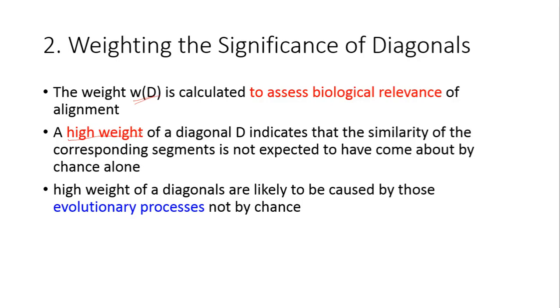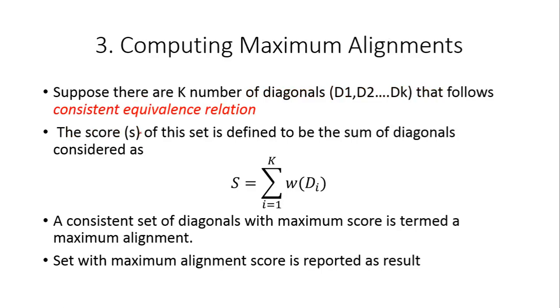The highly weighted diagonals are supposed to originate due to evolutionary processes that might be working in the background rather than just a chance movement. So that is why you need to weigh it and decide if it is significant or not. Once you do this, next you try to compute the maximum alignment. तो ये हो गया individual diagonals के लिए.